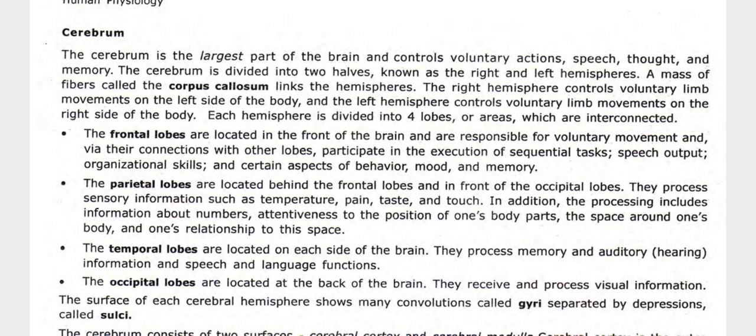Each hemisphere is divided into four lobes or areas which are interconnected. The frontal lobes are located in the front of the brain and are responsible for voluntary movement, and via their connections with other lobes participate in the execution of sequential tasks, speech output, organizational skills, and certain aspects of behavior, mood, and memory. Frontal lobe. The parietal lobes are located behind the frontal lobes and in front of the occipital lobes. They process sensory information such as temperature, pain, taste, and touch.